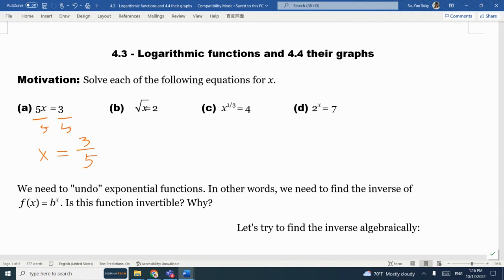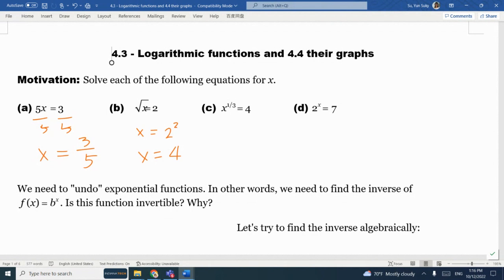And here, how do we solve for x? Square both sides, right, everybody? That is because square roots and square, they are reverse operations. So we square both sides. We get 2 squared equals 4. Okay, how about the next one? This is what? Cube roots. How do you get x? 3.